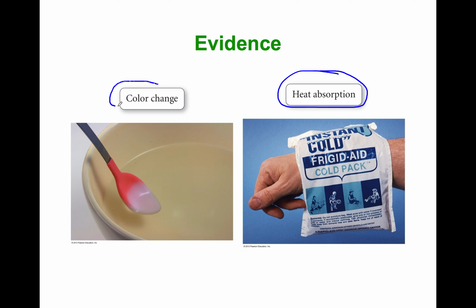Color change, you could dilute something. If you have lemonade and it's really a deep yellow and you dilute it with lots and lots of water, the color's going to change, but that's not a chemical reaction. So what we're saying here is this is the evidence that may indicate chemical reaction.